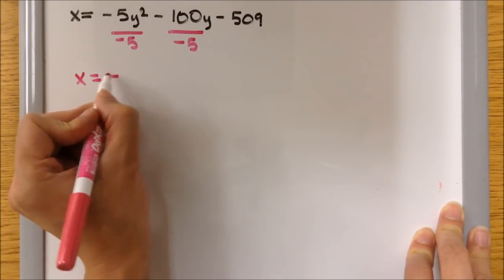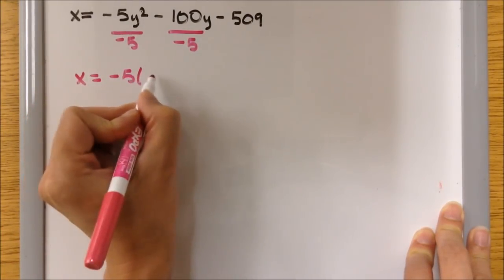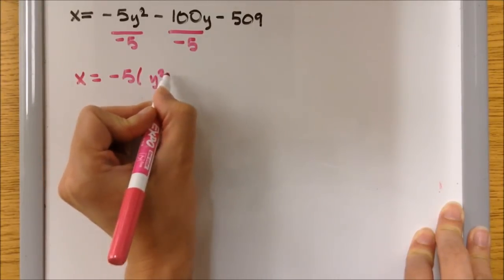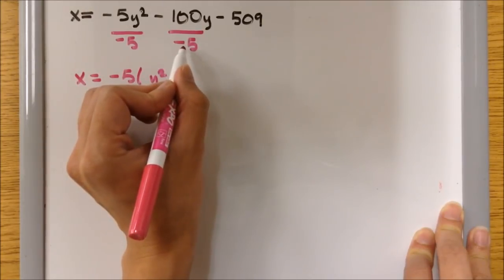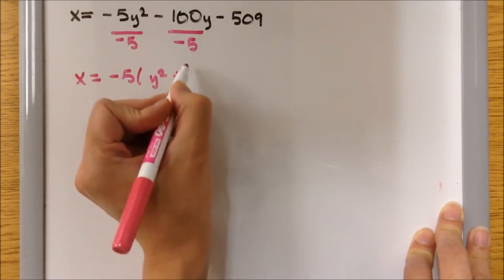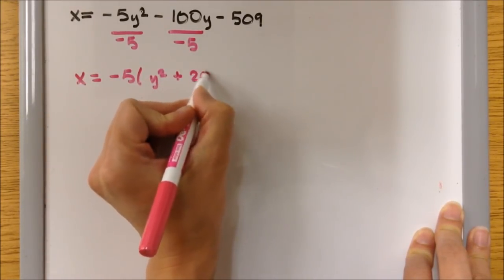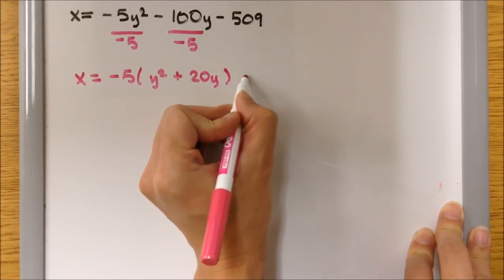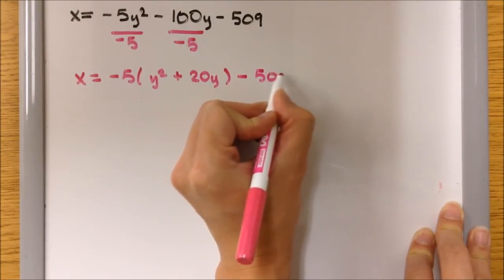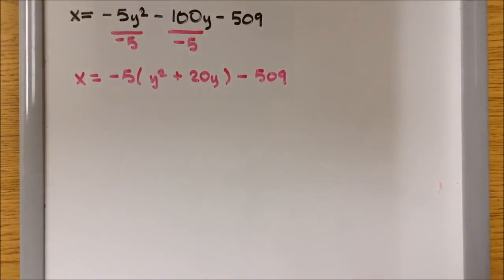So it's going to be negative 5 parenthesis y squared plus, because negative 100y divided by negative 5y will be 20y, close parenthesis, and then minus 509. Alright.